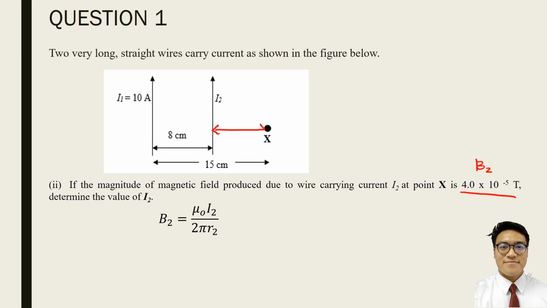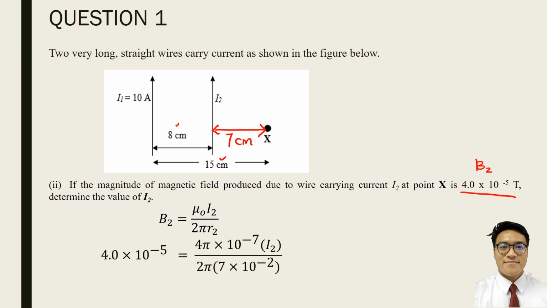So this is actually R2, which is 15 minus 8, we get 7 centimeter. And then when we substitute our values, remember again, don't forget to change your centimeter to meter, and then you can find the magnitude of I2, which is 14 ampere.